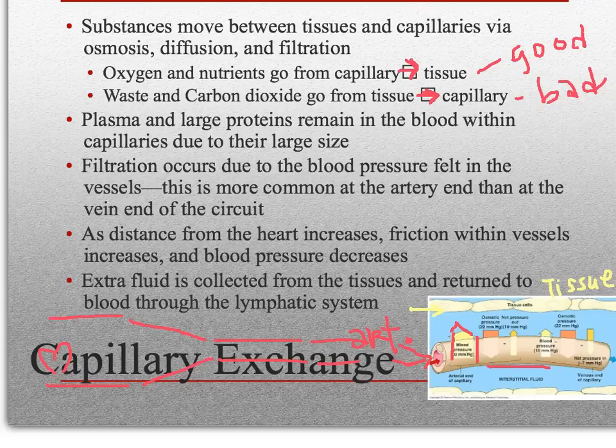But as we get further and further away from the heart, that pressure gets lower and lower. And so at this end of the capillary, there's less pressure on the inside of the vessel than there is in the tissue. And so some of that water will come back in and help to make sure that there's an equilibrium, a balance between the area outside the capillary and the area inside the capillary. If there's too much fluid in the tissue, then a second set of vessels that are part of the lymphatic system will pick up that extra fluid and return it to the blood at a later location.